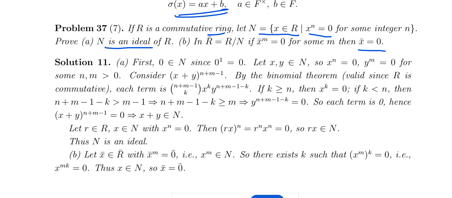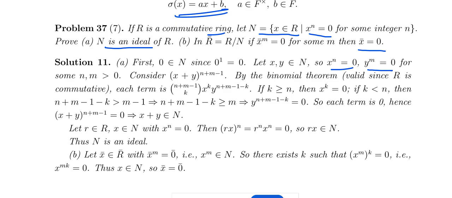The ideal definition I have already told, so that is familiar. Obviously 0 belongs to N because 0 power n equals 0. If you take x, y belonging to N, x power n equals 0 and y power m equals 0 for some integers n, m greater than 0.